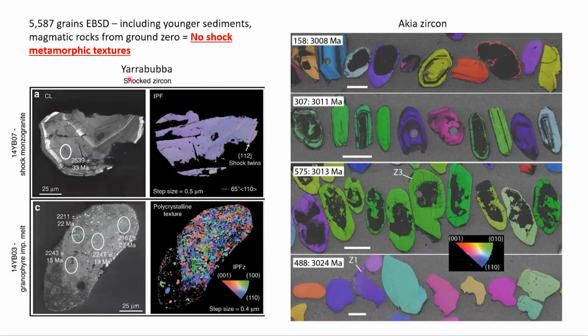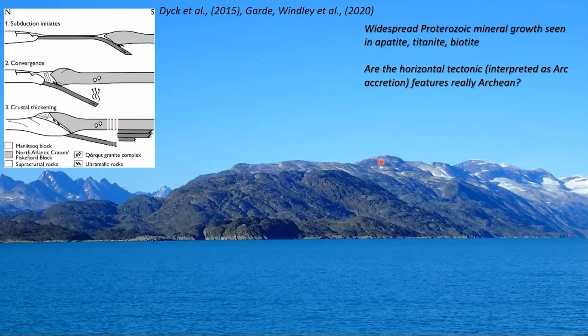Finally, just on this, it's kind of interesting to think about the implications for Proterozoic deformation in the area. This area, as I said, has been considered as kind of the prime example of horizontal Archean tectonics with arc accretions and subduction zones. I would point out that there is widespread Proterozoic mineral growth seen in apatite, titanite, and biotite that probably hasn't been fully recognized before because of the interest in using the more high temperature systems. So the question really is, are the horizontal tectonic features that are being proposed from here really good evidence of processes in the Archean, or are they just a reflection of some of the profound overprinting that we think has happened in this area?